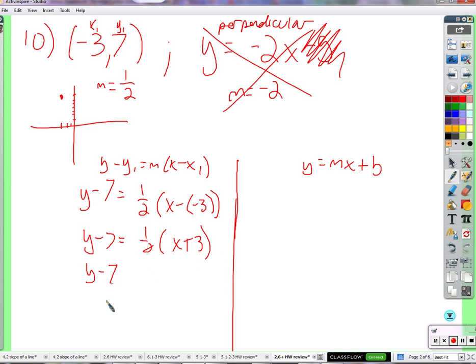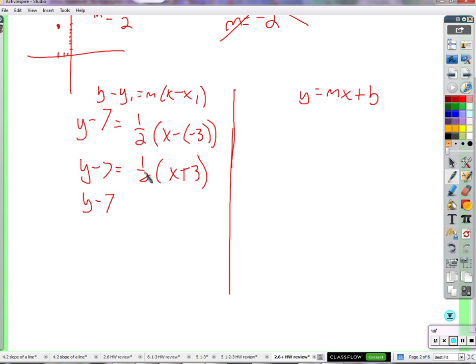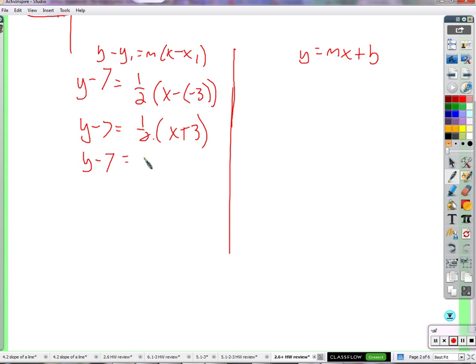If I was doing this on my own paper, I would be writing so many steps, right? I'm just doing it so that hopefully I don't go too fast for anybody. We'll distribute the 1 half, we get 1 half x plus 3 halves. So we'll add 7 to both sides. Y equals 1 half x plus 3 halves plus 7. But I can't add 3 halves and 7, right?